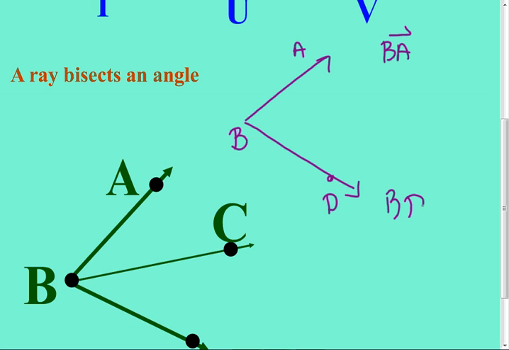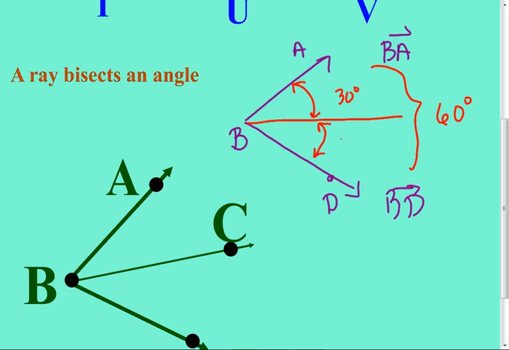BD. Okay, now I want to bisect that angle, so I'm going to draw a ray here in the middle that divides this angle into equal angles, angles of equal measure. So if this big angle is 60 degrees, how many degrees in each of these little ones? 30. We will talk about naming angles later. I guess it's not for today. Kind of seemed to fit to me.